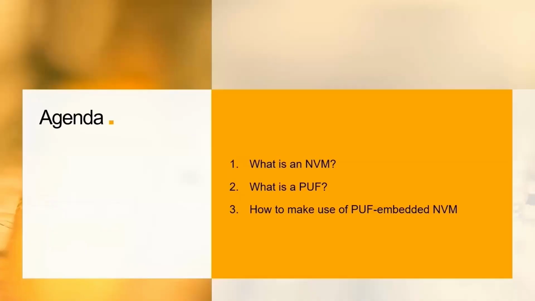Here's our outline. We are going to cover this webinar by answering the following three questions. The first question being, what is an NVM, or non-volatile memory? Where we will show you the basic concepts of an NVM and what characteristics a reliable and secure memory should have. Then we'll move on to the second question. What is a PUF? In this section, we'll demonstrate how to implement a chip-level physical unclonable function and reveal the features of an ideal PUF.